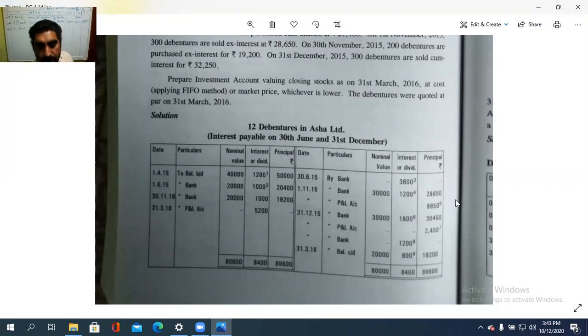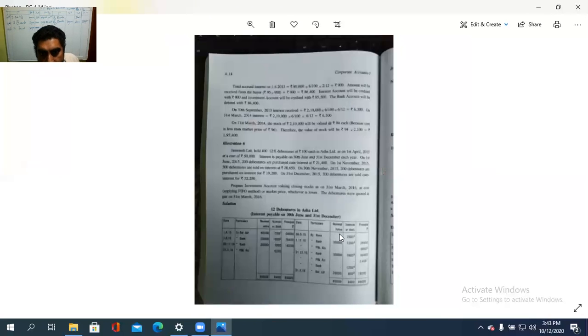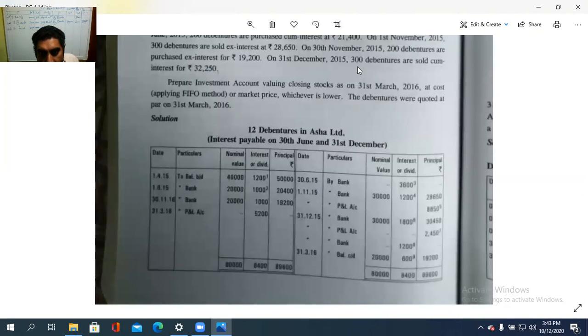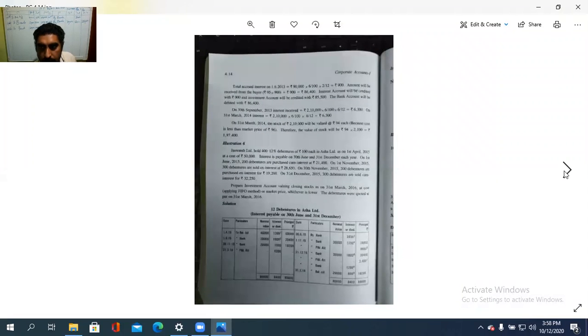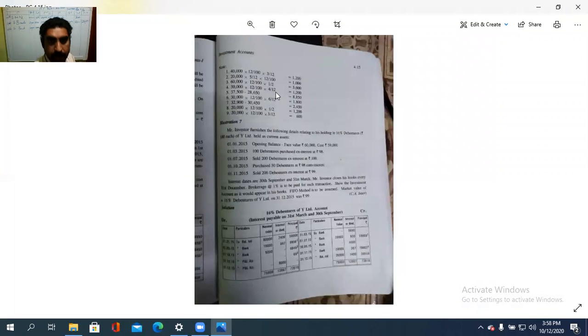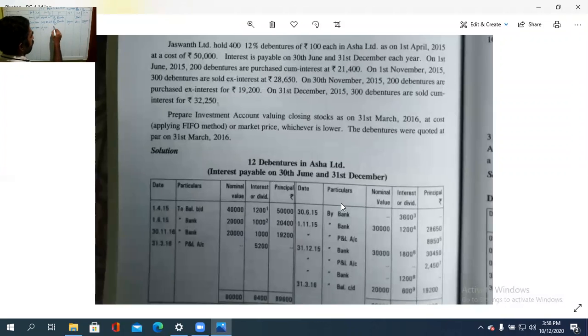Then after that, take the difference between these two: 37,500 minus 28,650. Here, this 37,500 minus 28,650, the difference is 8,850. That is to be credited, that is by P&L account. There is a loss. 8,850. Okay.